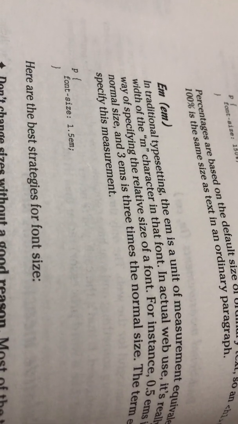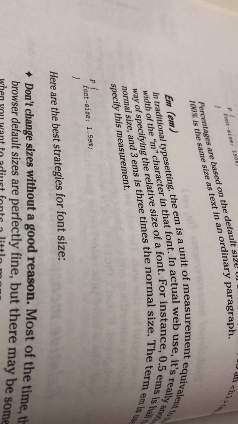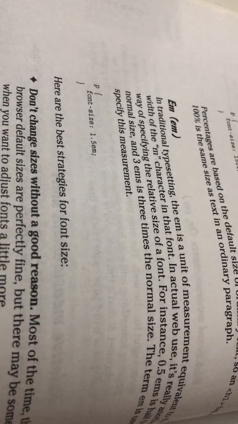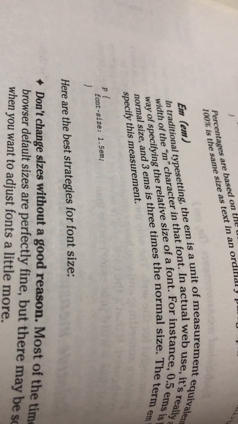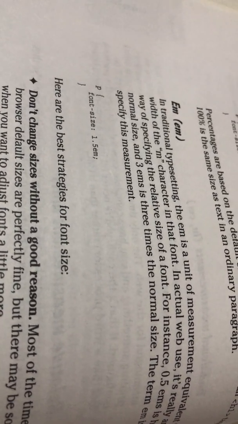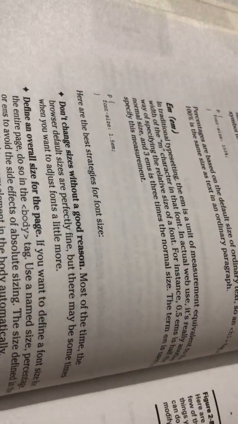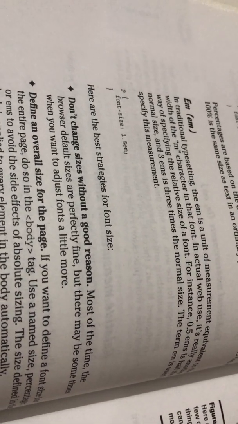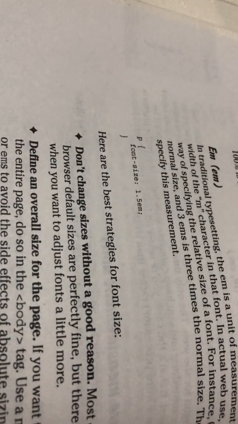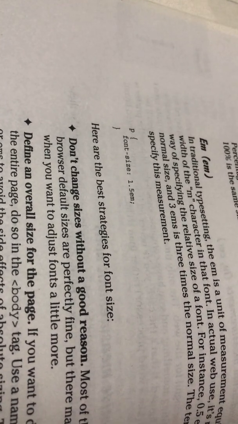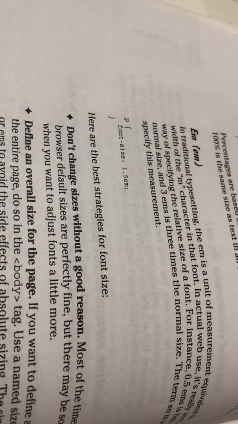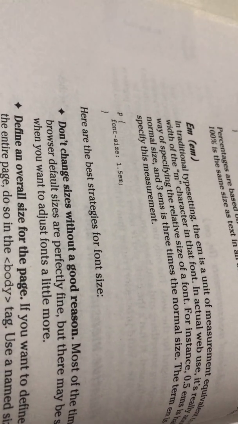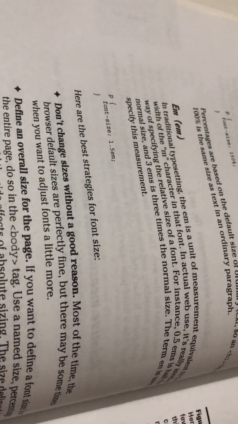The next method is EM. In traditional units of measurement, the EM unit used to be equivalent to the width of character M for a particular font. Now width of character M for a particular font was the traditional, but in web pages this means relative to the default size. So when I write font size colon 1.5 em semicolon, this means the font size to be used for the paragraph should be 1.5 times the normal size or the default size.